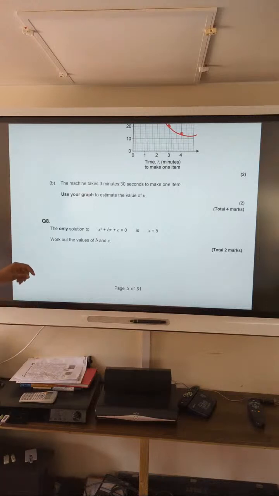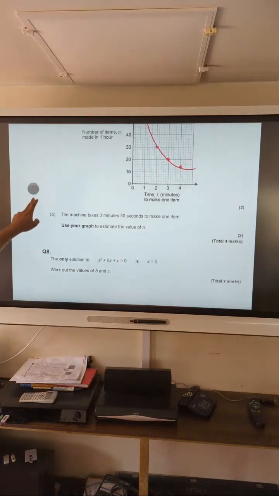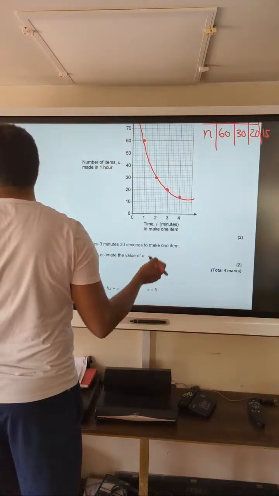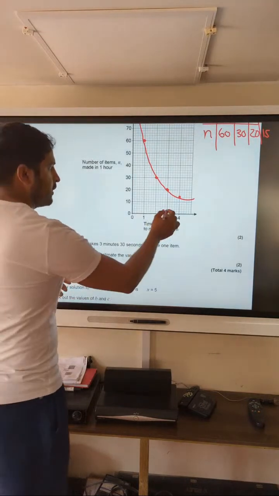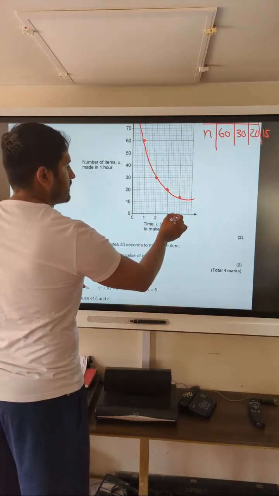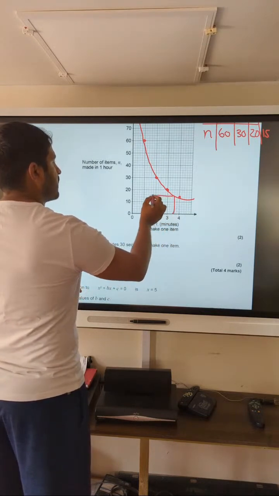Use the graph to estimate the value of n when the machine takes 3 minutes and 30 seconds to make the item. So we're looking at this line. Always draw those lines on your paper. Use a ruler, draw the line. 3 minutes 30 seconds will start from there. So you draw a line up to the graph and then draw it across.